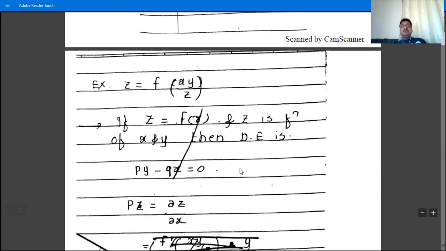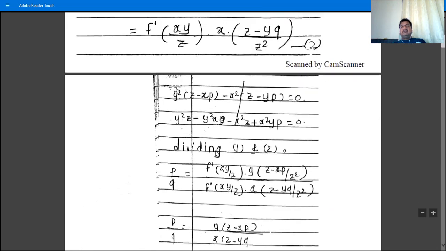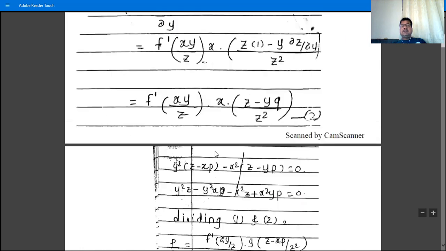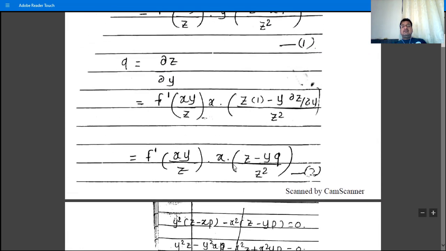That is, differentiate with respect to x and with respect to y, equations 1 and 2, and in order to eliminate the function, either subtract the two equations, add the two equations, divide the two equations, multiply the two equations, or multiply equations 1 and 2 by any quantity and subtract or add, and we have the answer. So here we divide the first and second.